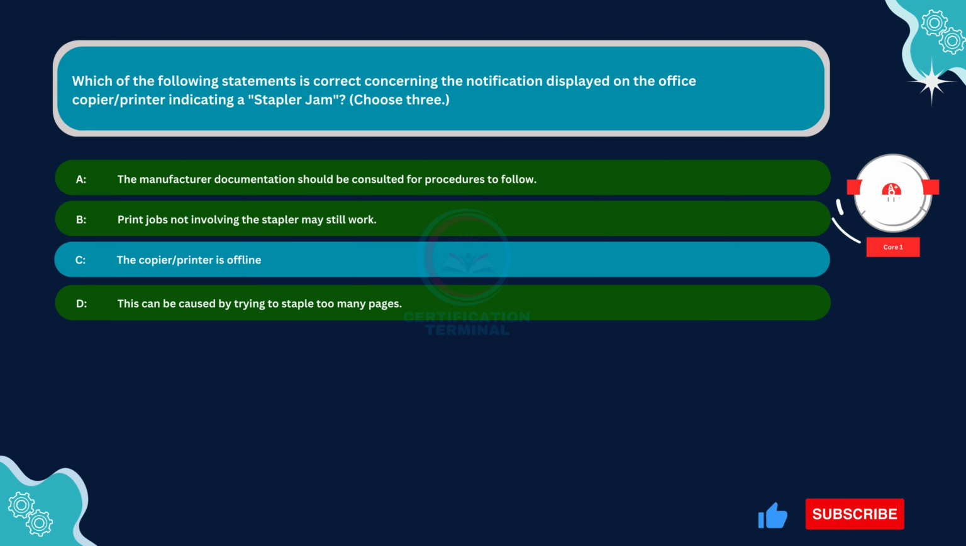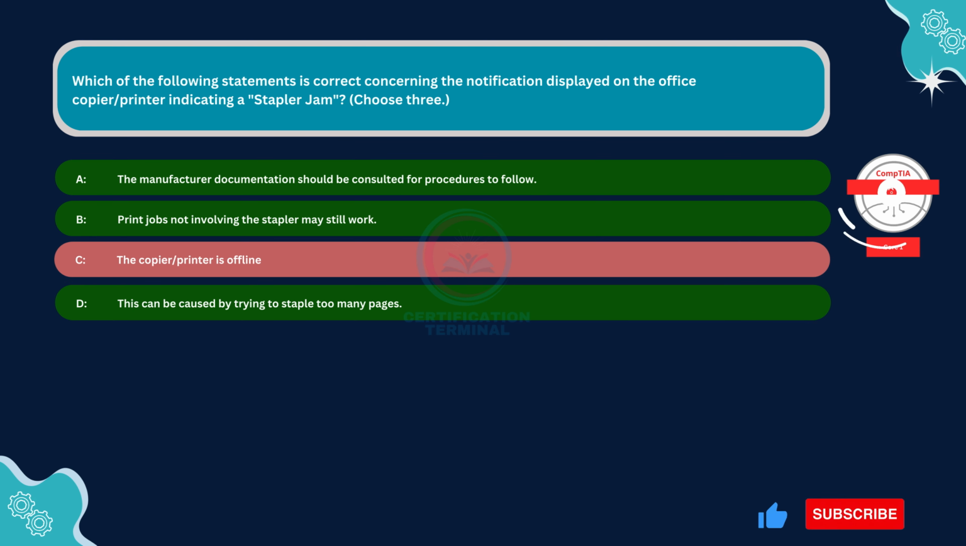Option D. This can be caused by trying to staple too many pages. Attempting to staple too many pages at once can overload the stapler mechanism, leading to a jam. Overloading the stapler with more pages than it can handle is a common cause of stapler jams in copiers or printers. Therefore, it is advisable to adhere to the recommended maximum capacity for stapling to prevent jams from occurring.